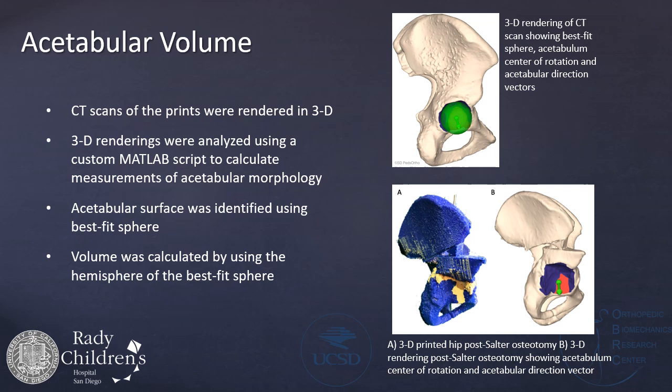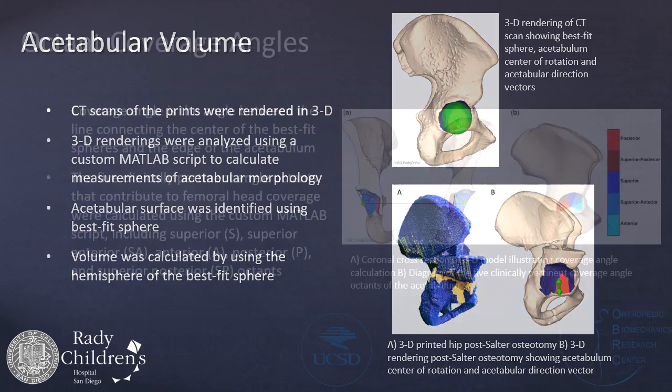These were used to approximate the acetabulum center of rotation. Acetabular direction vectors, shown with the green arrows in the images, were calculated by determining the surface normal vectors at each point of the acetabulum and integrating these surface normal vectors over the entire surface of each acetabulum. The volume was calculated by the hemisphere of the best fit sphere.